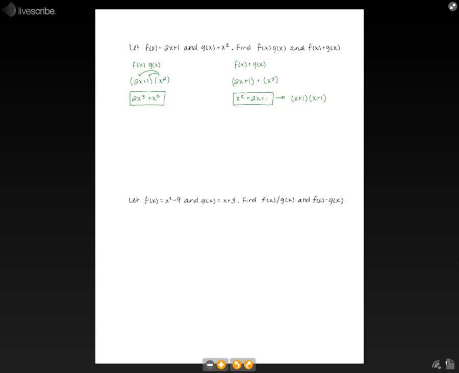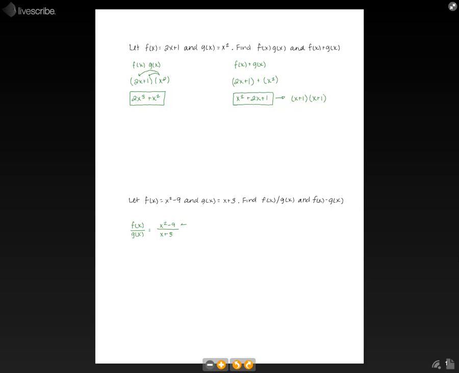The next problem says, let f(x) equal x squared minus 9 and g(x) equal x plus 3. Find f(x) over g(x) and f(x) minus g(x). So f(x) over g(x) is the same as saying x squared minus 9 over x plus 3.